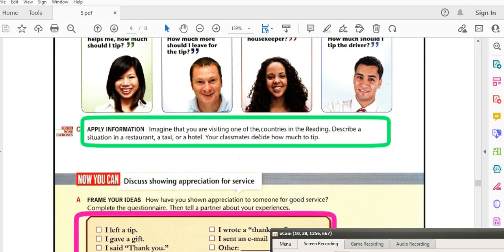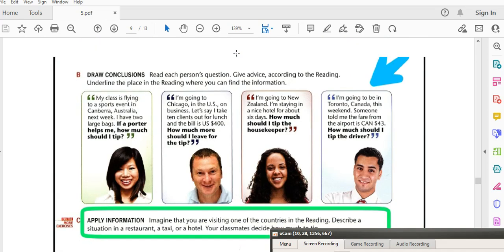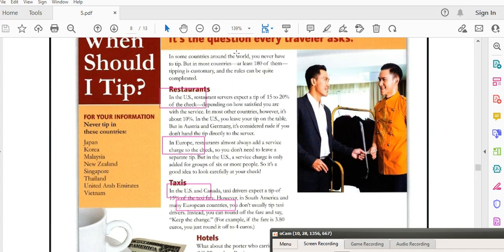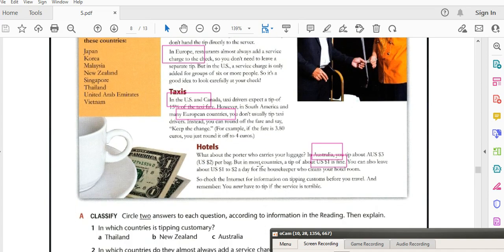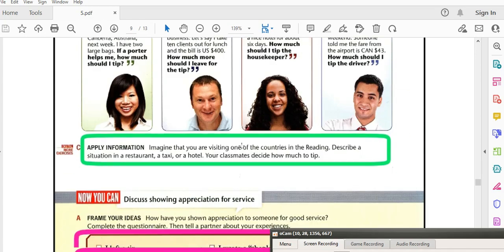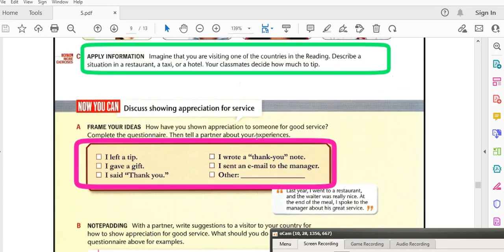Imagine that you are visiting one of the countries in the reading. Describe a situation in a restaurant, taxi, hotel. So select one of the countries that we studied in this text, for example, as your travel destination. How much should you pay for restaurant, taxi, and hotel? Write it here, take a photo, and send it to me.